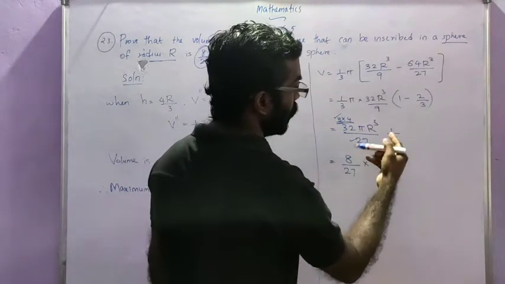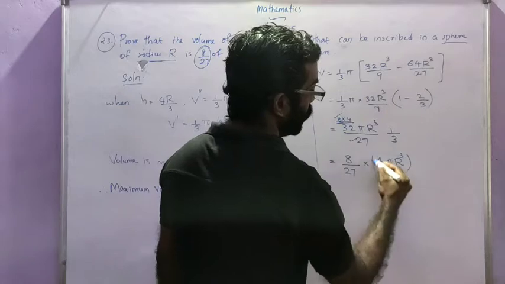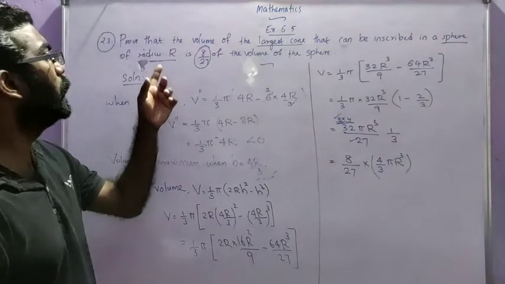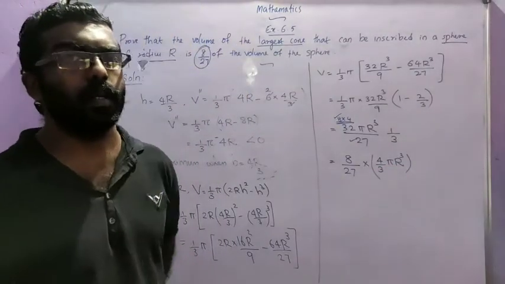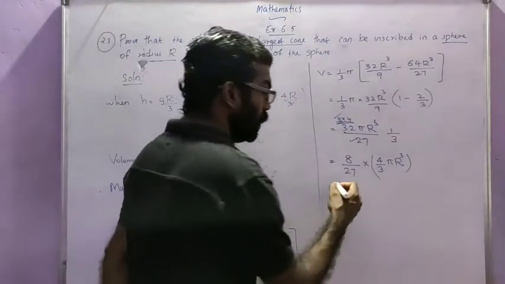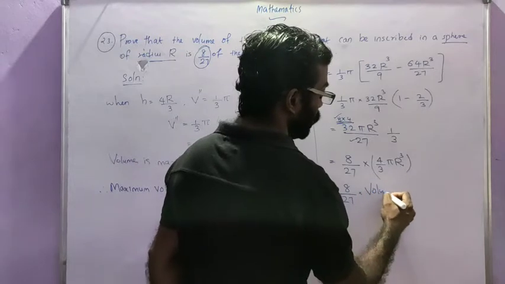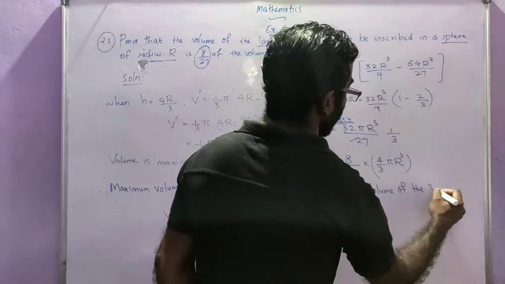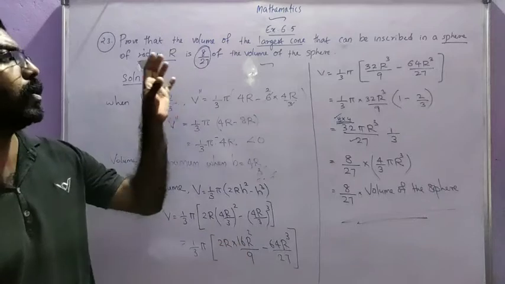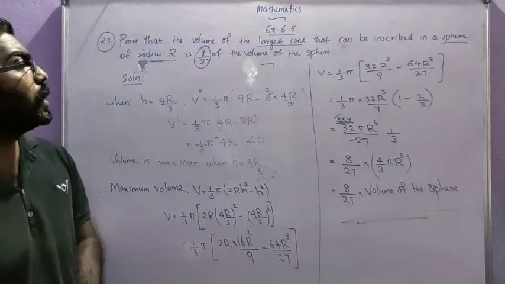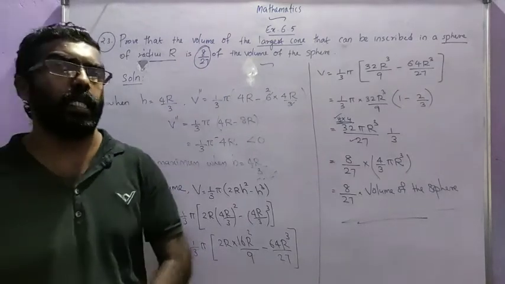4 pi r cube divided by 3. That can be written as 4 by 3 pi r cube. And here capital R is the radius of the sphere. So what can we write? 4 by 3 pi r cube is the volume of the sphere. So we can write 8 by 27 into the volume of the sphere. That means the volume of the largest cone that can be inscribed in a sphere of radius capital R is 8 by 27 of the volume of the sphere.